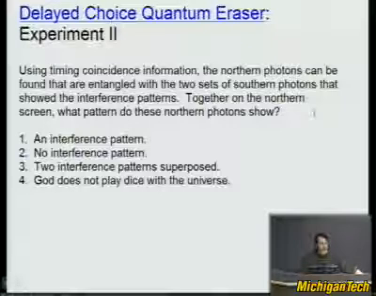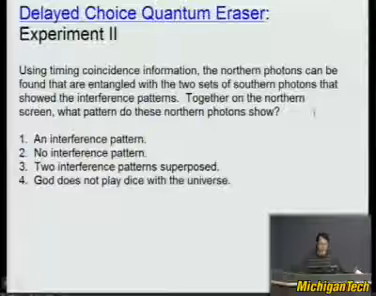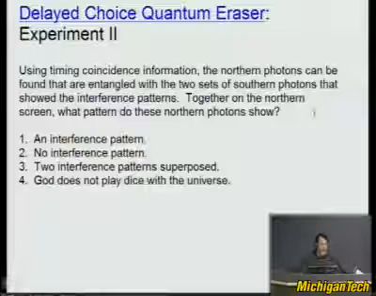So, using timing information, timing coincidence information, the northern photons can be found that are entangled with the two sets of southern photons that showed the interference patterns. So you remember that the southern photons were broken into four sets, two of which showed interference patterns and two of which did not. So now we can track which is the entangled one, so each of the southern photons is entangled with a northern one.